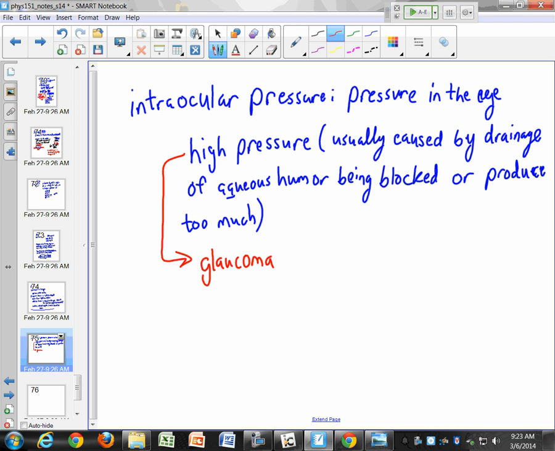You can also have low pressure, which can occur with either the drainage being too much and not producing enough of this aqueous humor, or by some other traumatic event, like, I don't know, a pencil stuck in your eye or whatever. So with the low pressure, you can get collapse of the eyeball, which is obviously very bad.